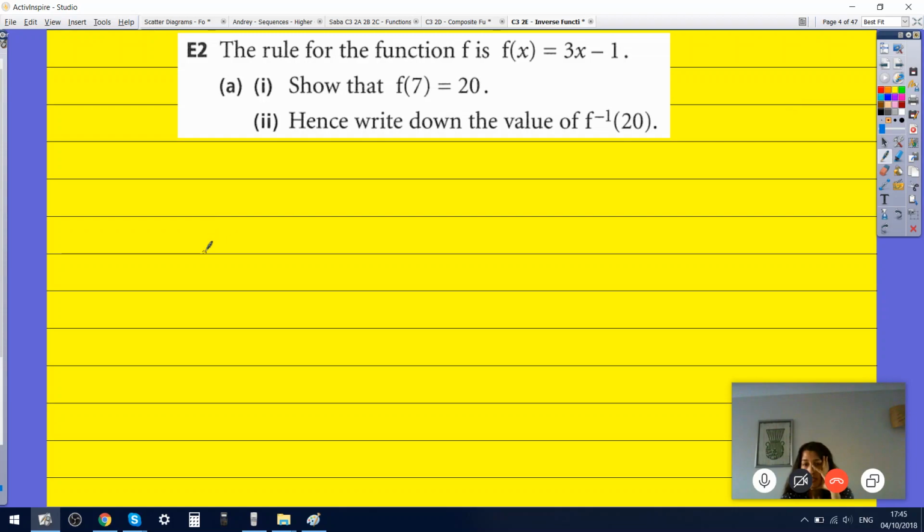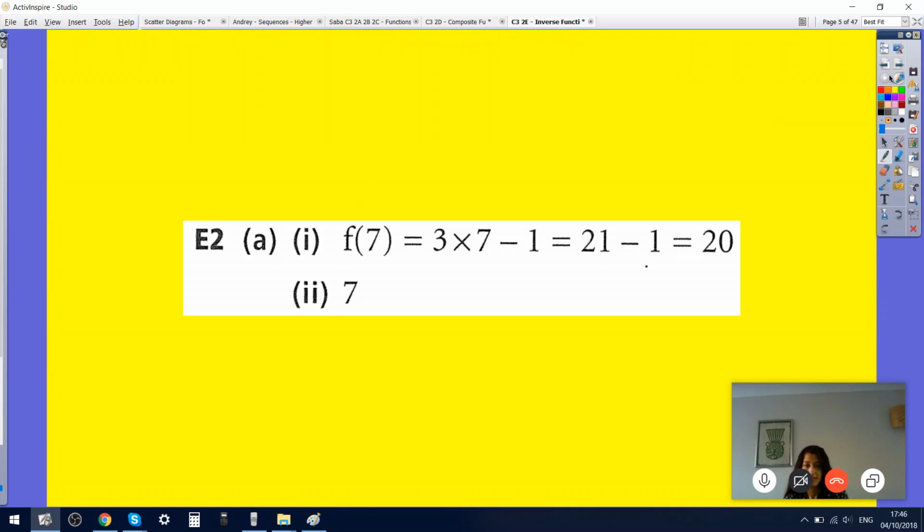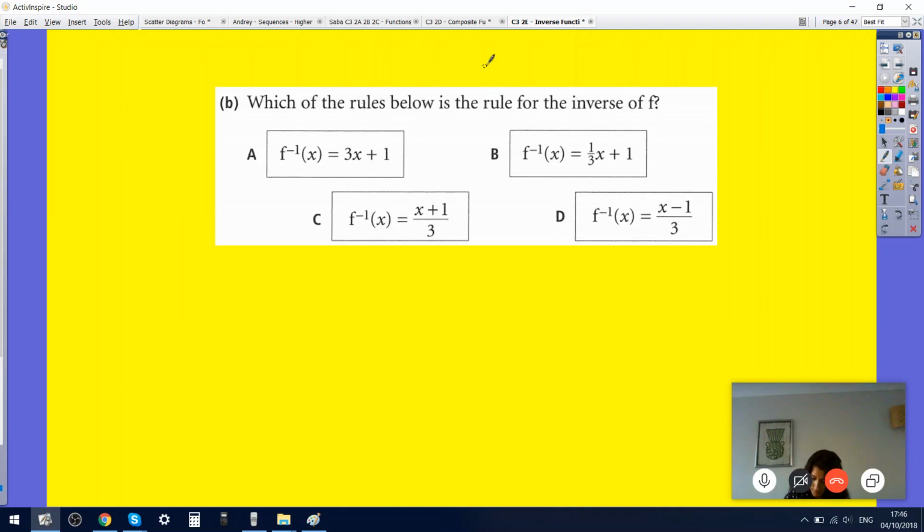Okay, read that, tell me what you think. Show that f of 7 equals 20, so 3 times 7 is 21, 21 minus 1 is 20. Hence, write down the value of f minus 1 of 20. The f of 7 is 20, so what is the f inverse of 20? 7. Yep, that's how inverses work. It just undoes what you did.